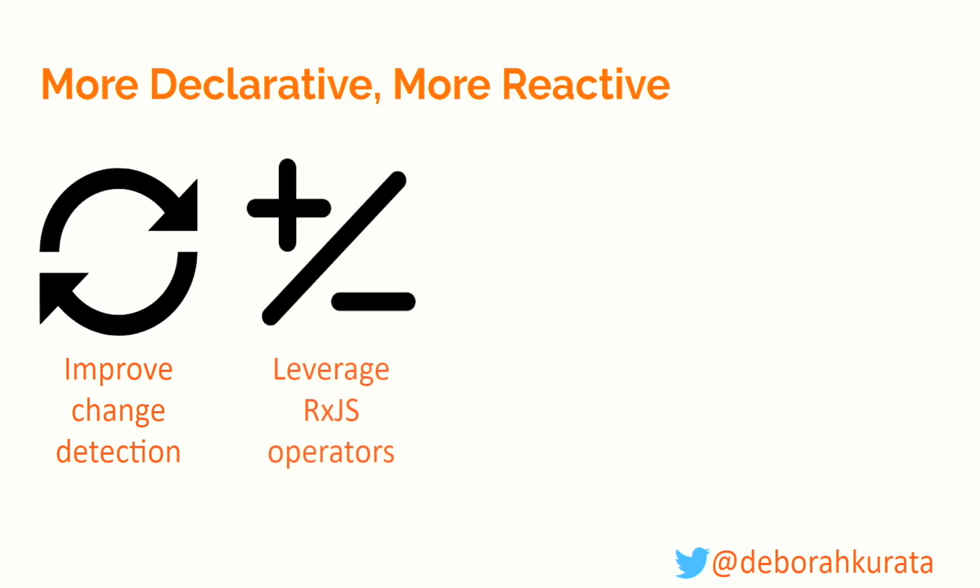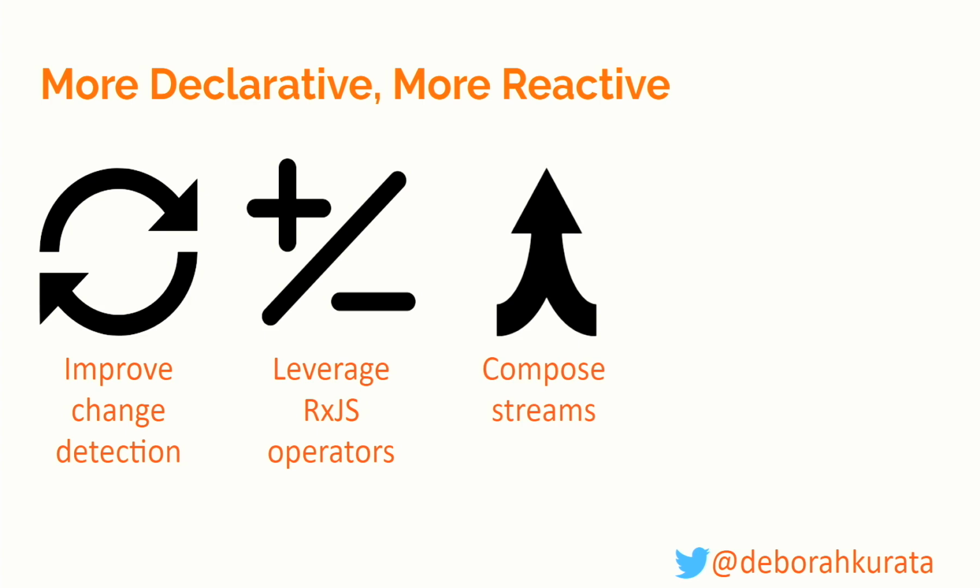Another reason is we can leverage more thoroughly the RxJS operators. At last count, there were 104. I don't know if anyone's counted them recently to know if there are more than that, but there are 104 different operators. You can do everything from accumulating information to filtering to all sorts of different things with these operators. You can also compose your streams, and we'll see how to do that here in a moment.